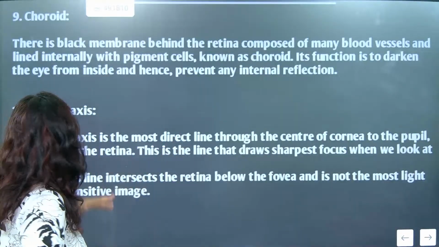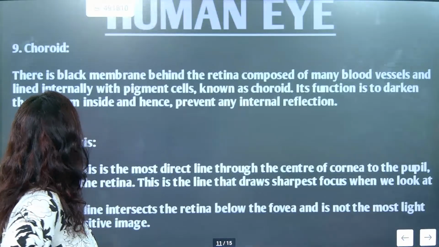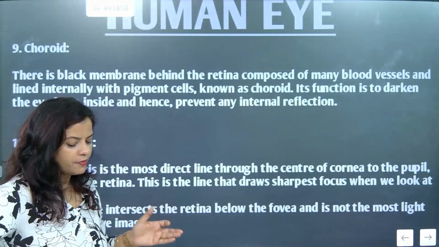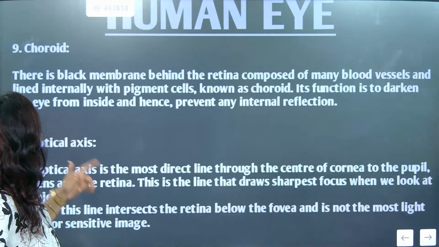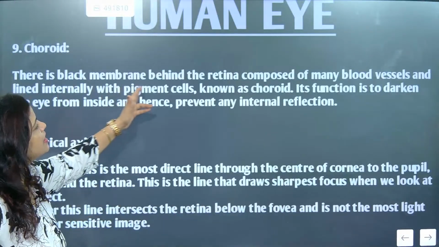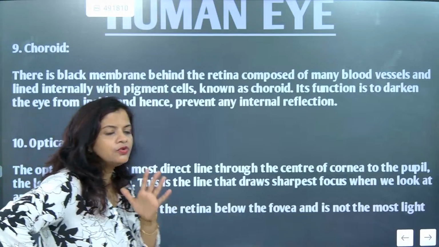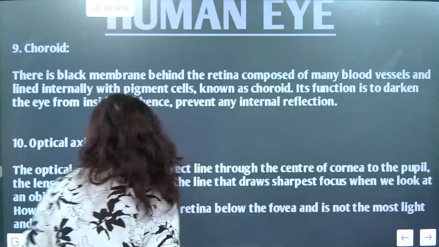Optical axis we were talking about, and now we are going to talk about choroid and optical axis. Choroid is a black membrane behind the retina composed of many blood vessels. So you need to understand one thing. I'm just drawing this part.